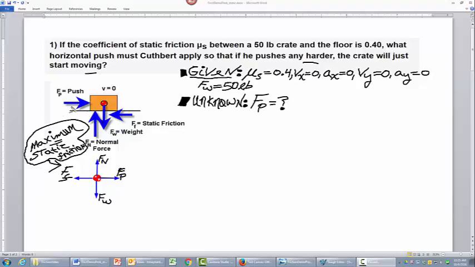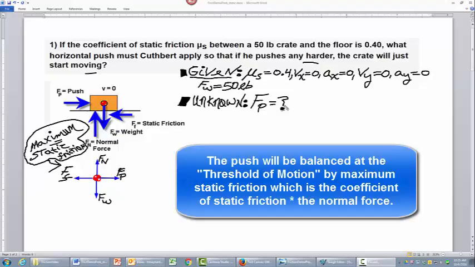If we don't push at all, there is no static friction. If we push with a small force, the force of static friction will balance that. The forces will be balanced and the crate will not move. If we push harder and harder, static friction will increase up to the maximum value. Since the crate will still be at rest, we will use Newton's first law to solve the problem.